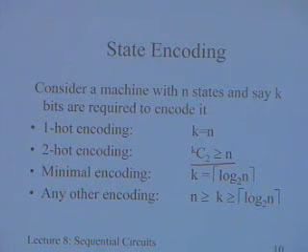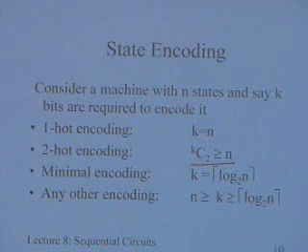And very often one uses what is called minimal encoding. A minimal encoding refers to the fact that you want to use the minimal number of bits. You cannot use fewer than this number of bits to represent a machine with n states, and that is nothing but ceiling of log2 n. So if you have 4 states, then you require at least 2 bits to encode them. If you have 5, then you require at least 3 bits to encode them.